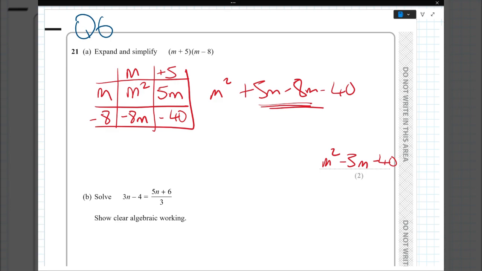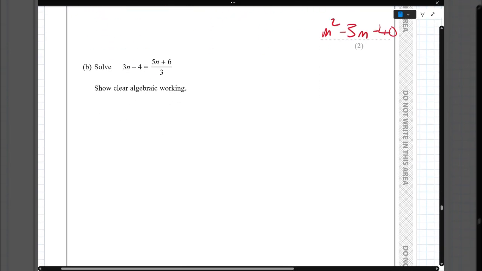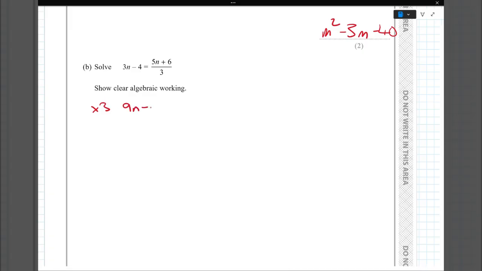Okay, part B, show clear algebraic working, solve it. So we're going to multiply both sides by 3, which gives us 9n take away 12 is equal to 5n plus 6. We don't need to do anything to the numerator. We've multiplied by 3 to get rid of that denominator. Subtract 5n on both sides, add 12, divide throughout by 4, 18 divided by 4 is 4.5. And that's it, done.